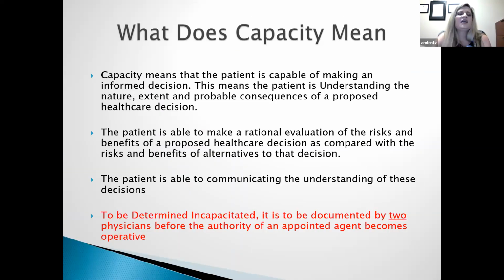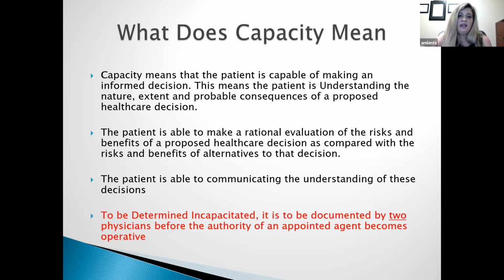So that one thing I said, capacity, what does capacity mean? It really means that the patient is capable of making an informed decision. It means that you can understand the nature and extent of probable consequences of a proposed healthcare decision. You should be able to make a rational evaluation of the risks and benefits of a proposed healthcare decision compared to the risks and benefits of an alternative decision. And then you have to communicate back that you understand these decisions.